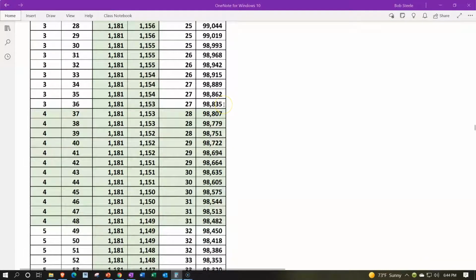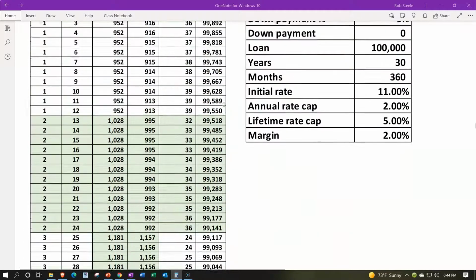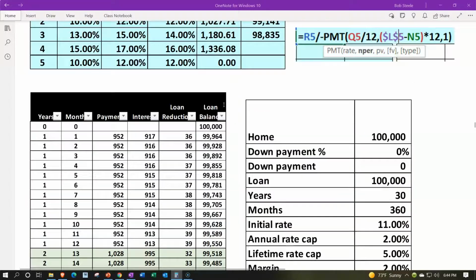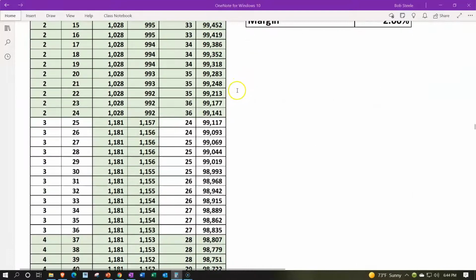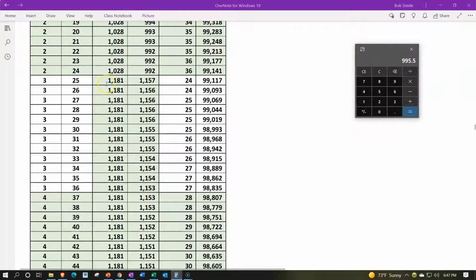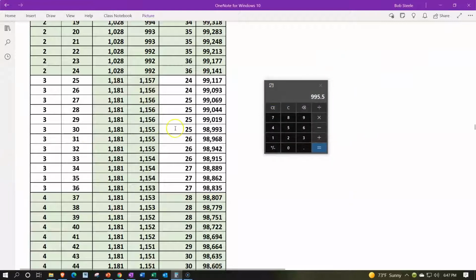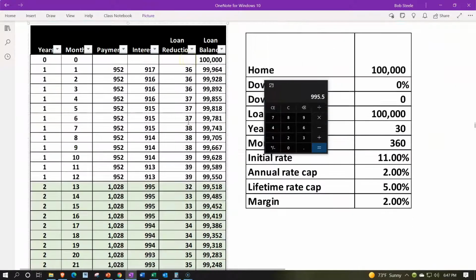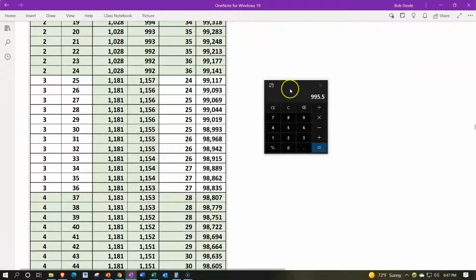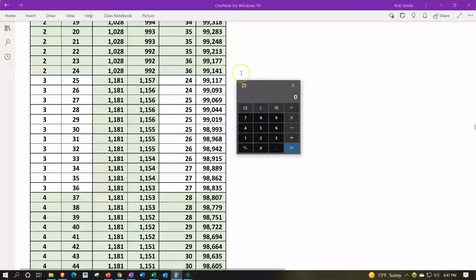98,835 right there, 98,835. Our table then, if we were to update it as we go for year 3, would have payments of 1,180. So the payments down here for year 3, 1,180, and I think it was 12% was the rate, I believe. Is that what we're on year 3? Let's check it one more time. No, we're on 14%. So year 3, the last balance was 99141 times 0.14 divided by 12. That would be the 1,157.